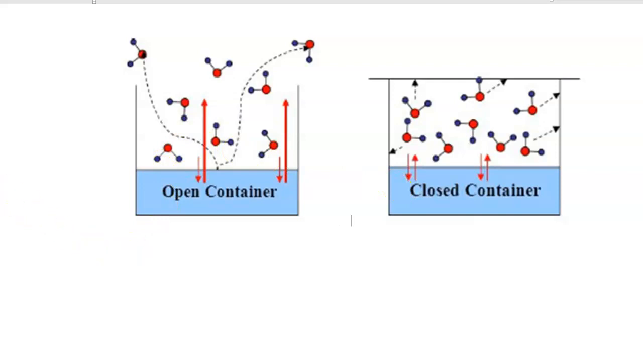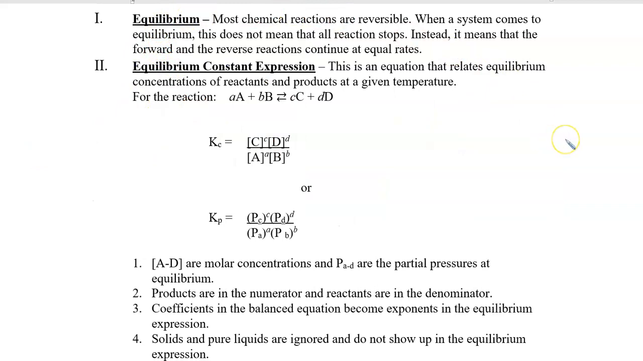And so we're going to start with the note page. There's just the vocabulary. Equilibrium: most chemical reactions are reversible. When a system comes to equilibrium, the reaction's not stopping, even though it looks like it's stopping. The fact is the forward and the reverse are at equal rates. Because our eyes can't really see down on the molecular level, we can't see that there's something changing, but there really is a change going on. It is making reactants, it is making products, and then the products are going to be breaking down, making reactants.